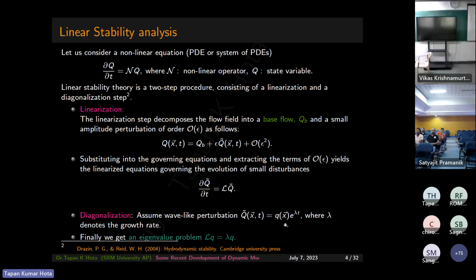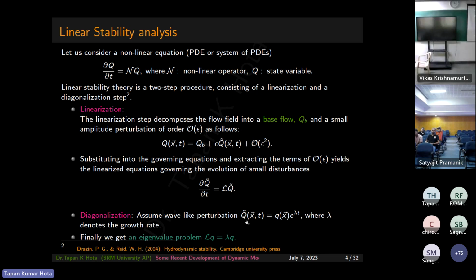You separate the time and space variables, and we write this as e to the power lambda t. Lambda is some complex number. We call it the growth rate. If the real part of lambda is positive, it will grow. If the real part of lambda is negative, it will be damped out. If the real part of lambda equals 0, it is oscillatory, and there is neutral stability.